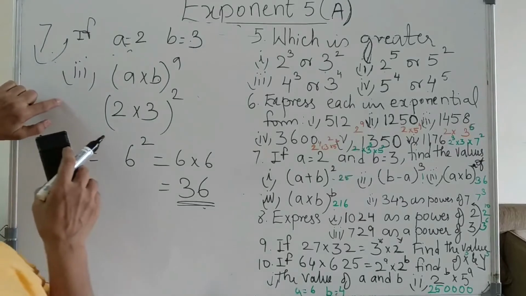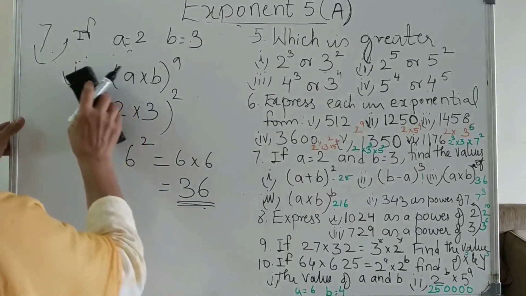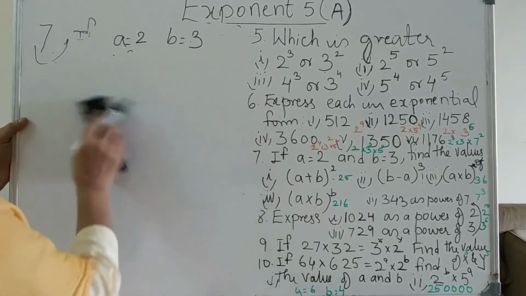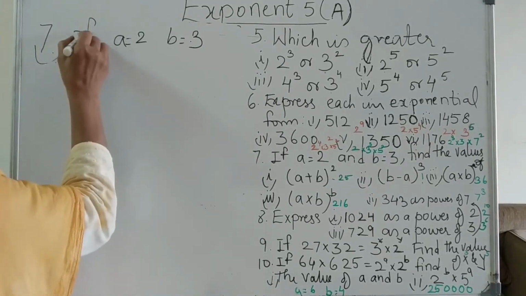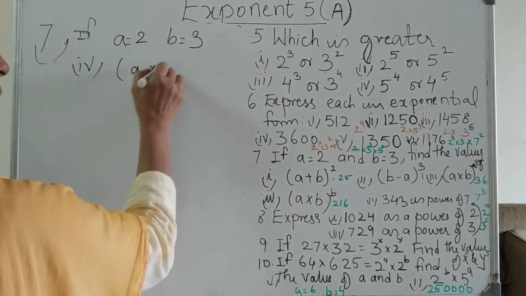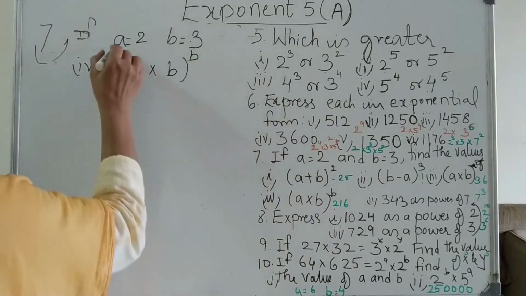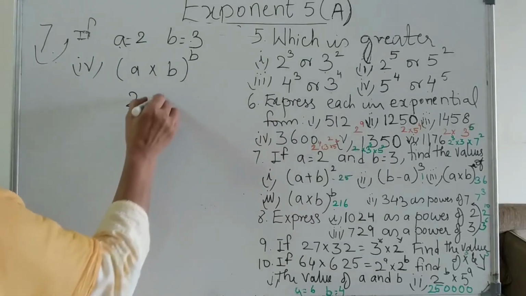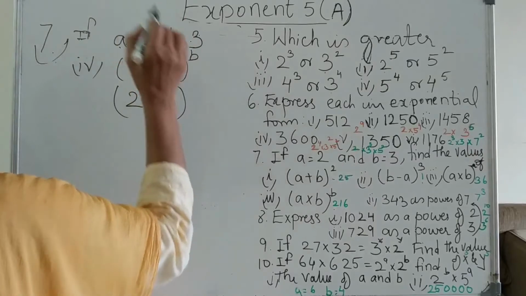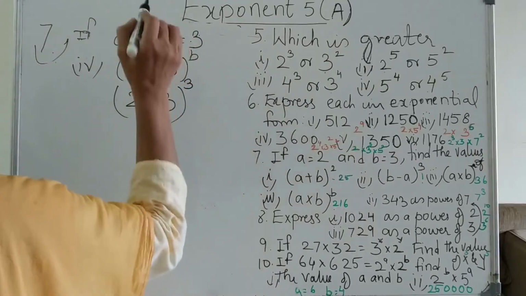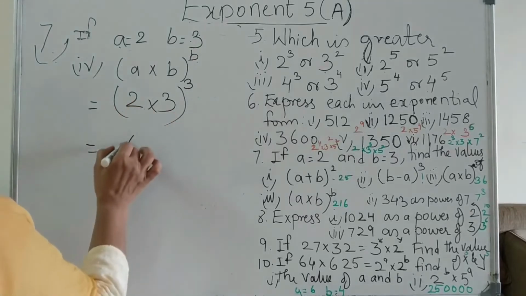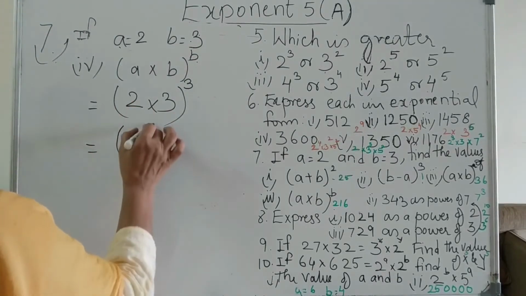Now 7 third is over. We go to 7 fourth. Again this is substitution: a into b raised to b. Now a you write, b you write, and multiply them, and the exponent is b, so substitute b, it is 3. Now 2 into 3 is 6, 6 raised to 3.